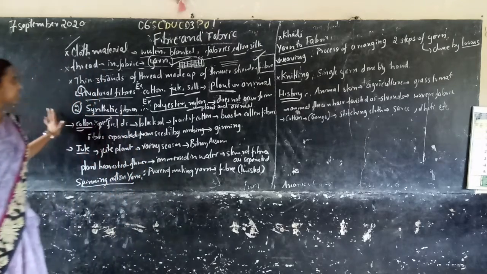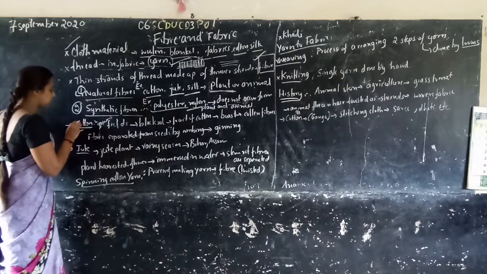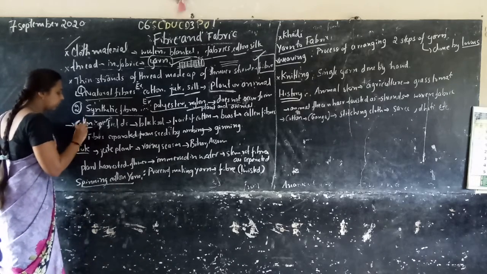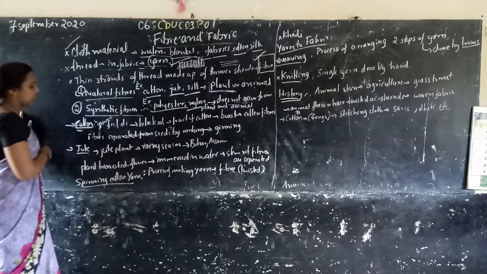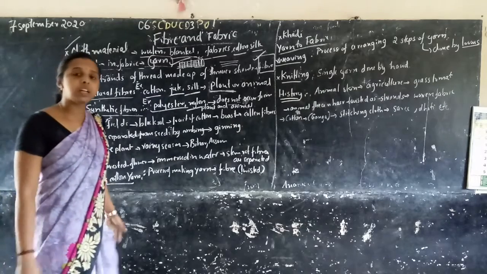Next, we study the first natural fiber. What is this? Cotton. Is cotton natural or artificial synthetic? Yes, cotton is natural. How does it grow? How do we get cotton fibers?